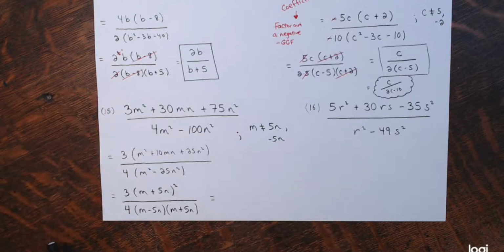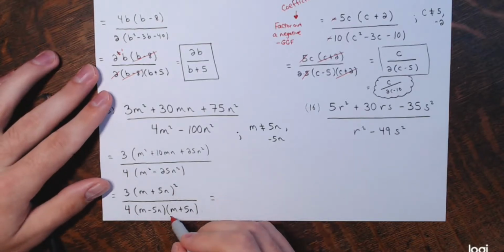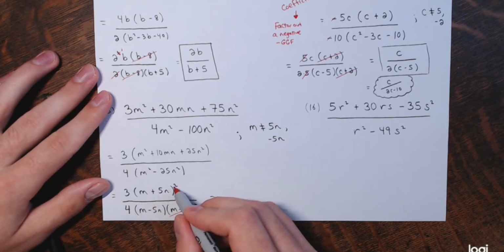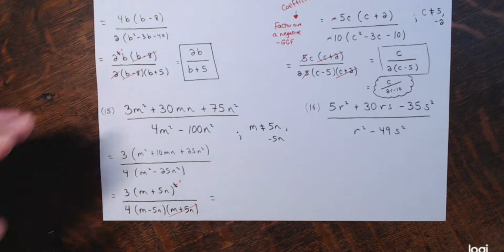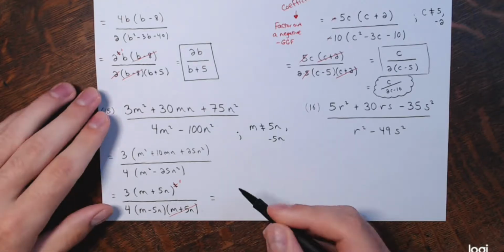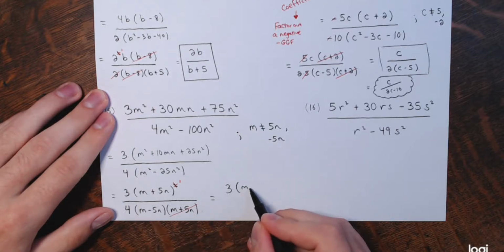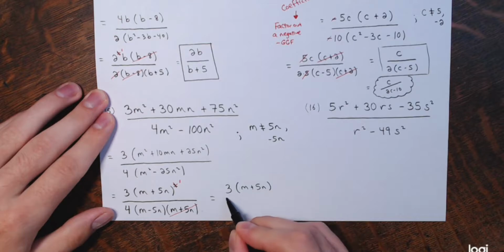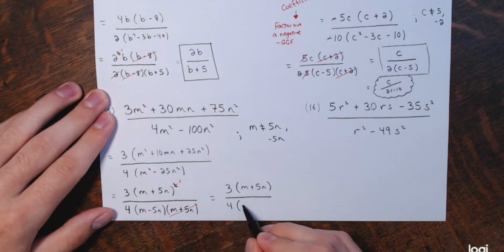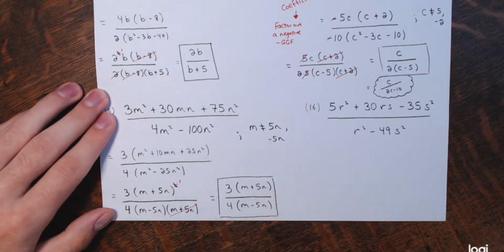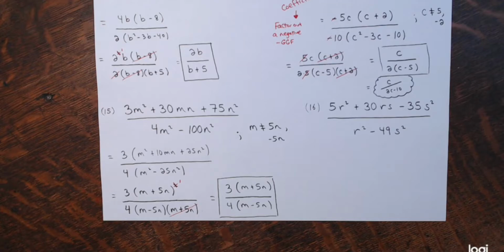So now we simplify, cancel common factors. There are two m plus 5n's in the numerator, so I'm just going to cancel one of those, decreasing the power there by 1. So in the numerator I have a factor of 3 times the quantity m plus 5n, divided by, in the denominator, a factor of 4 times another factor of m minus 5n. And again, this is totally fine. You can leave everything factored when you're done, just so long as all the common factors are canceled.